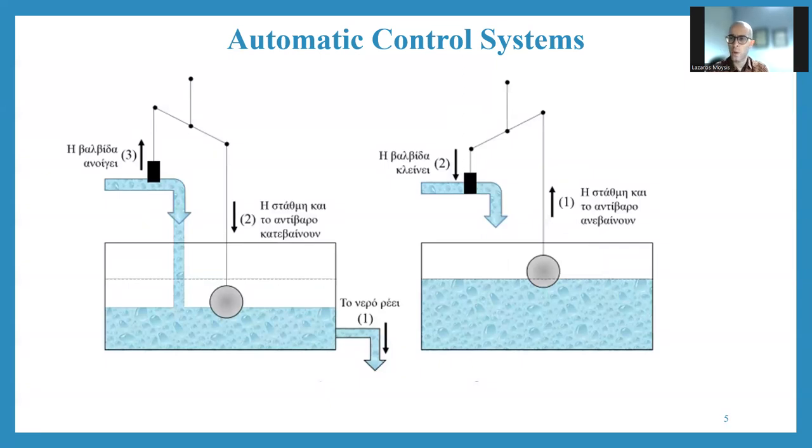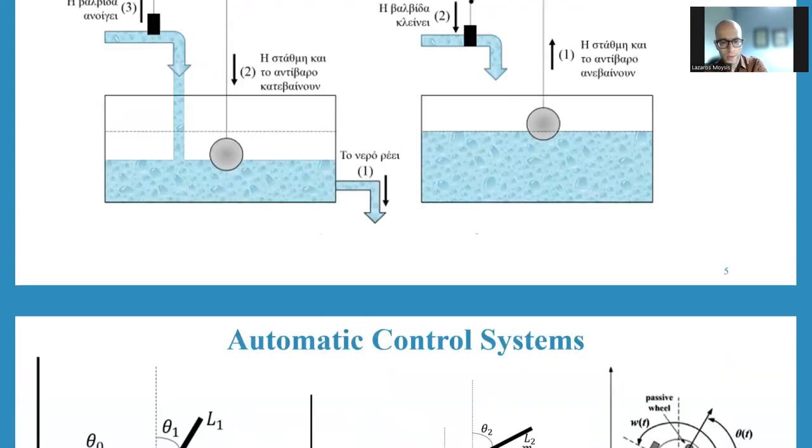Another example is very common in all of our houses, in our bathrooms. When we flush the toilet and the water begins rising up, it actually closes the valve that provides the water. Okay, a super classic example that is available in all of our houses, right?